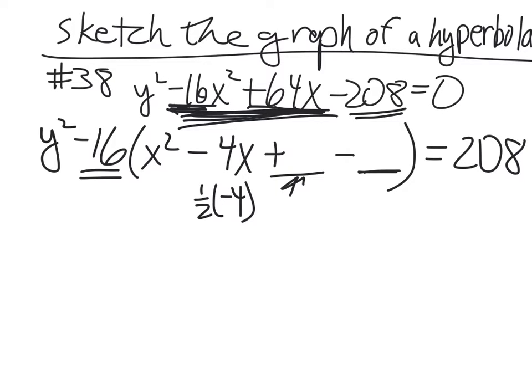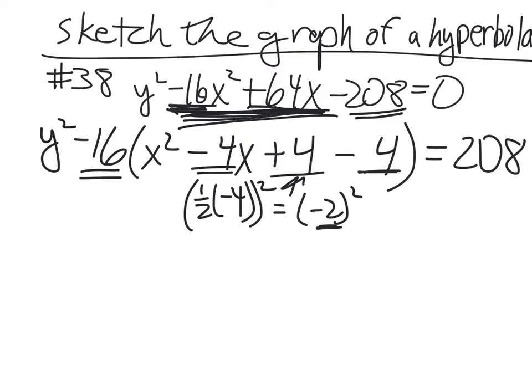Remember the perfect square process, 1/2 of b quantity squared. And that would be negative 2 quantity squared. Of course, that's 4, and then minus 4. Now I showed this part here, although I think you guys could do that in your head. I hope so. But that actually helps us when we factor this into a perfect square, because that's going to turn out to be x plus whatever this is before we square it.